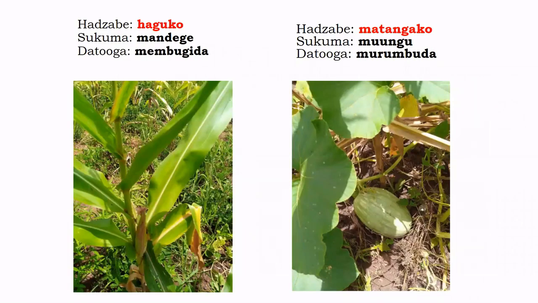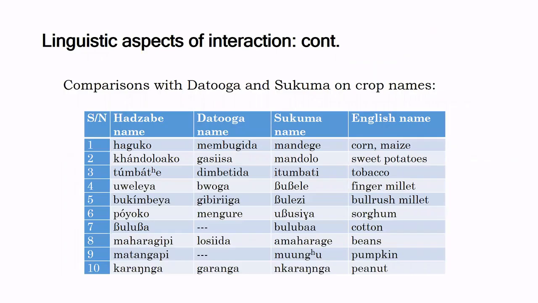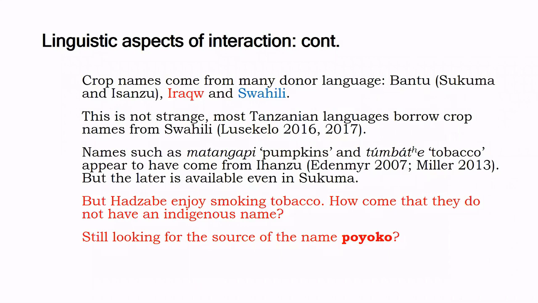Maize, Haguko, it's not similar to Bantu. Matangako, I'm aware that it's similar to Ihanzu, Matanga. There are also some similarities in crops and some differences. So the flow of foreign names of crops is also creating the same pattern as plant names. And crops come from many donor languages, particularly Bantu, similarly to nouns, and Kiswahili also has its impact.